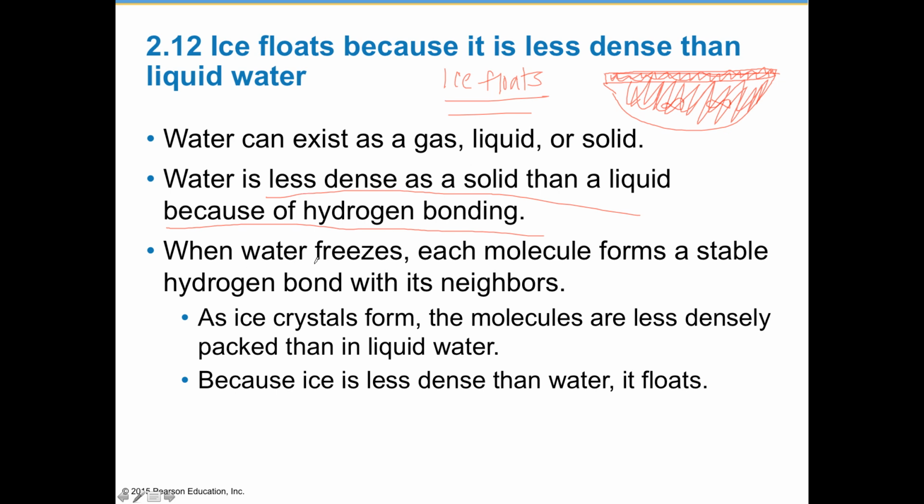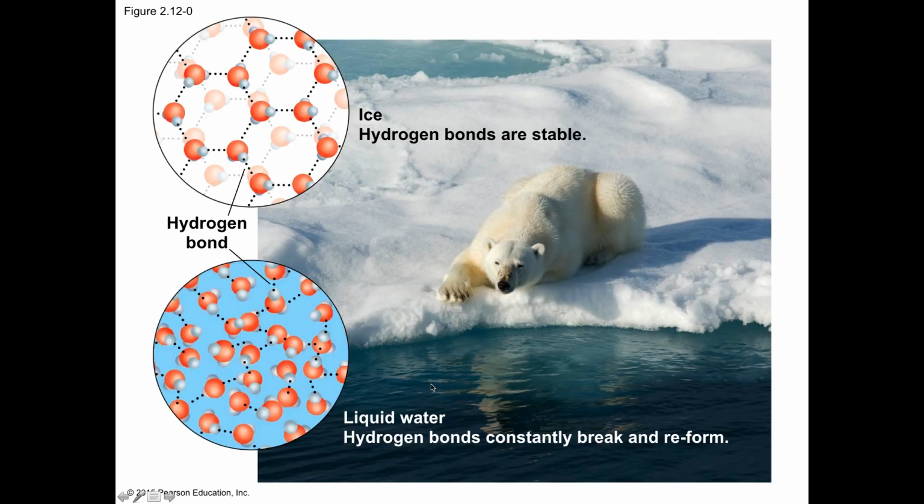When water freezes, each molecule forms a stable hydrogen bond with its neighbors. So it's almost like just kind of stiffening up. Ice crystals form. The molecules are less densely packed than in liquid water. Because ice is less dense, the ice floats. And here is showing liquid water and then the ice. So all of this ice is allowing this polar bear to have a nice little habitat.